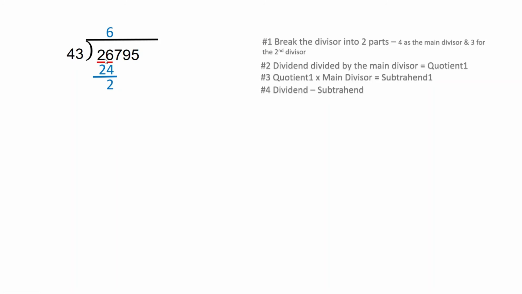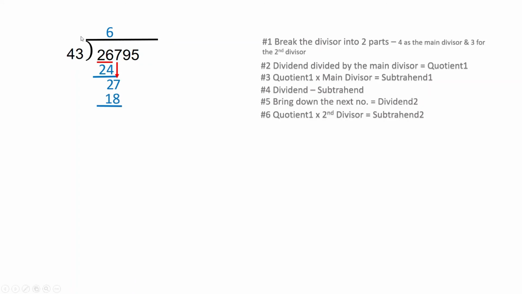So, yung next step is i-bring down natin yung next number. So, yung next number natin is 7. So, yung new dividend natin is magiging 27. So, yung next step is, yung quotient natin na 6 dito sa itaas, i-multiply natin yan sa second divisor na 3. So, 6 times 3 is equals to 18. And then, we subtract again 18 from 27.